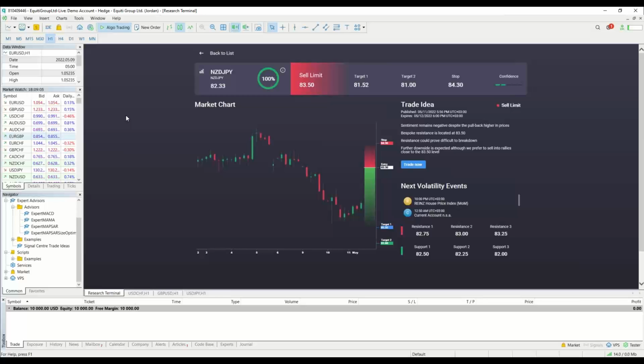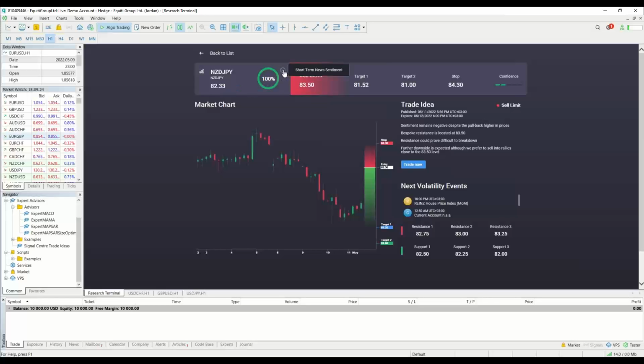We're trying to promote and show what it is that the analyst is seeing on a daily basis on the charts at present that has made him or her come up with this specific trade idea today. So as we can see on the top left, we've got the asset, New Zealand dollar, Japanese yen. We've got the price, 82.33.